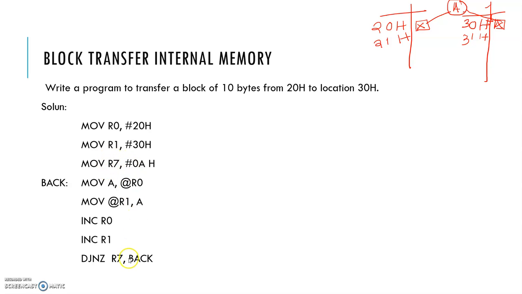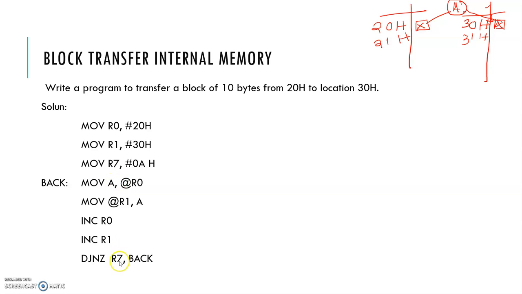So we are using R7. The count is placed in the R7 register, that is 0A. 0A is 10. Since we have done the first iteration, we decrement R7 and we move back. That is, we repeat this loop till the R7 register becomes 0. So decrement and jump if not 0.